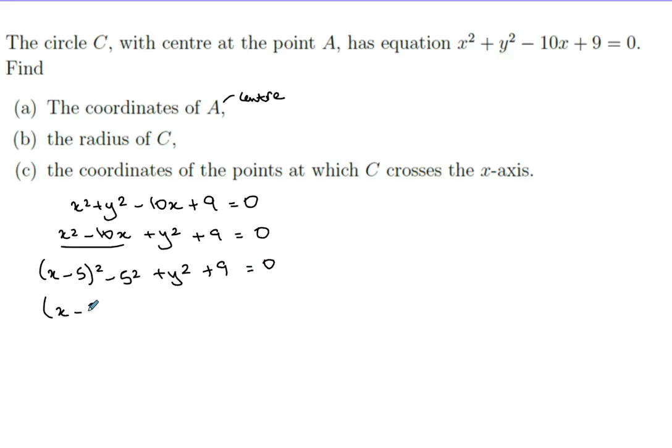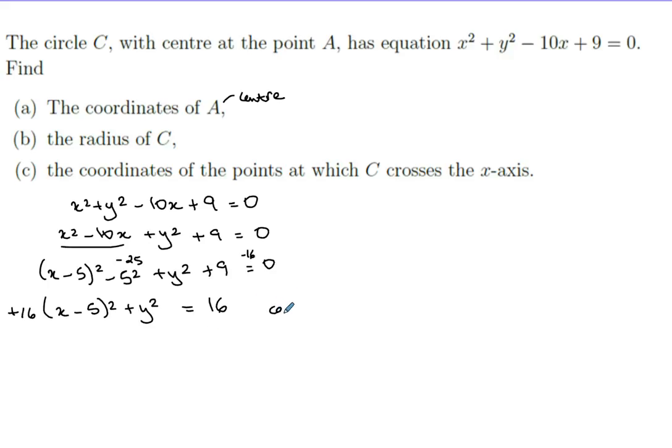So we've got x minus 5 squared plus y squared. Now here we have minus 25 plus 9. So minus 25 plus 9 is minus 16. Yeah, and I'll just put it there. So we do the opposite to take it to the other side, so we've got plus 16. So we've got 16. Okay, once you've got that, it's really easy.